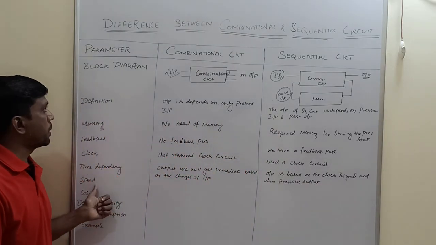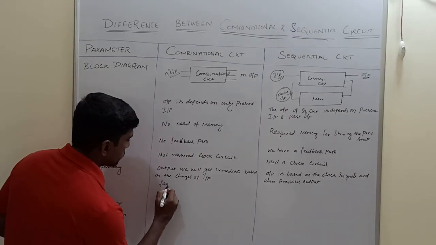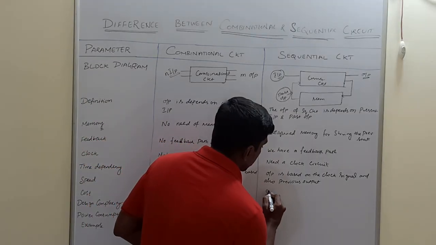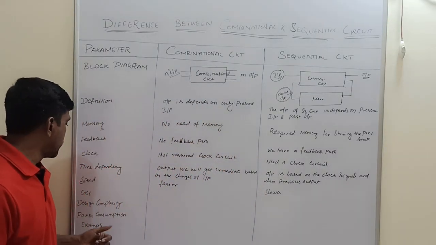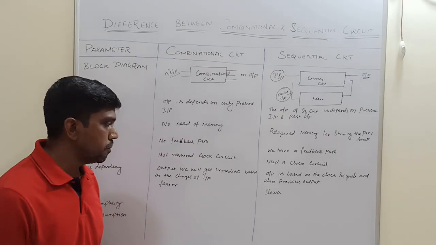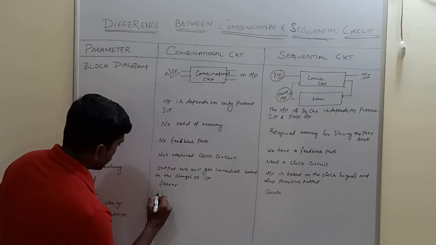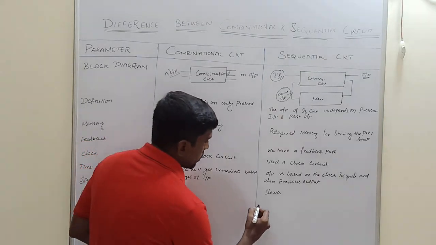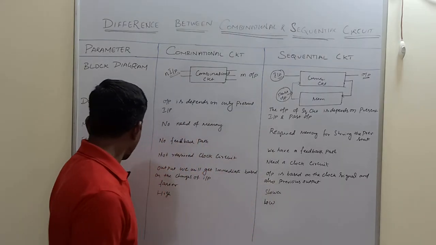The next one, speed. The speed of the combinational circuit is faster. The sequential circuit is slower compared to the combinational circuit. Next one, cost. Cost wise, the combinational circuit is high because of hardware. The sequential circuit is low cost.